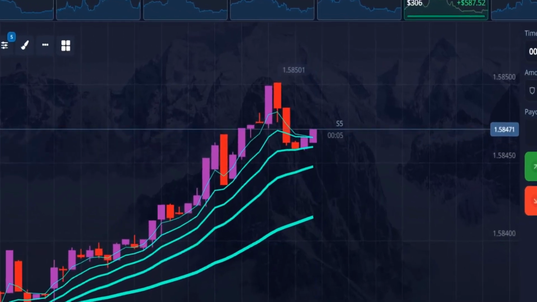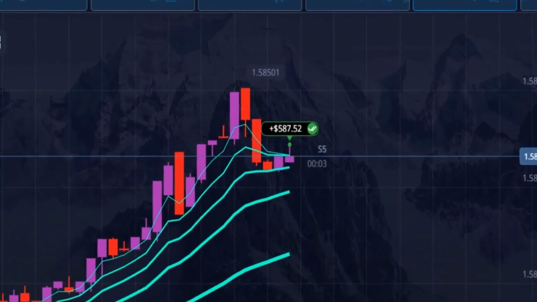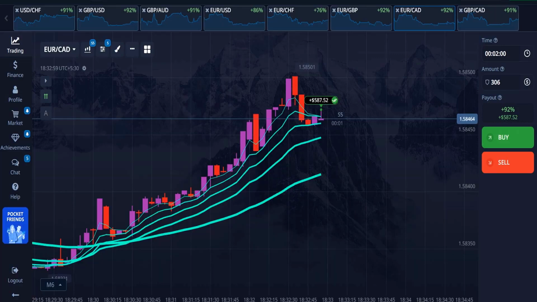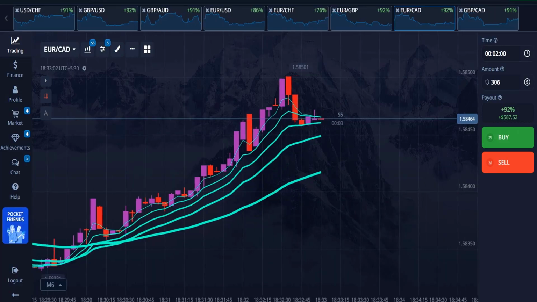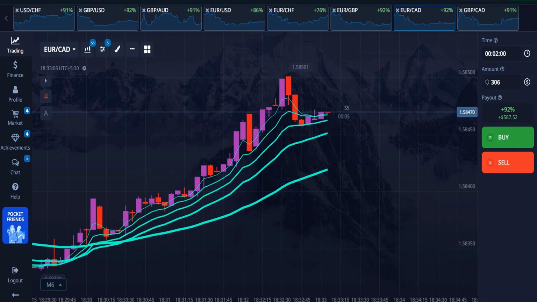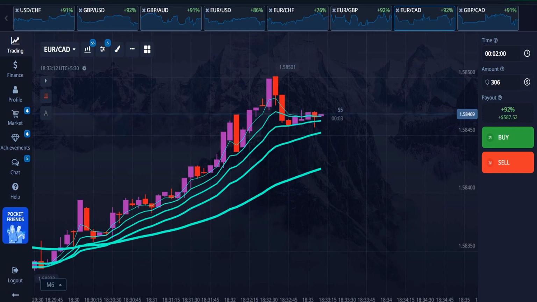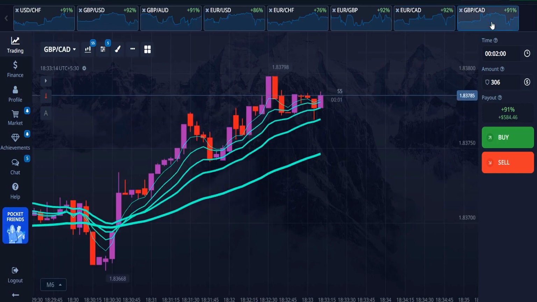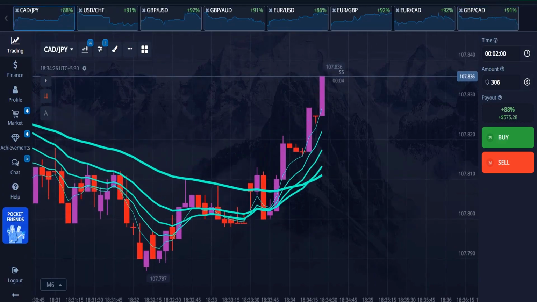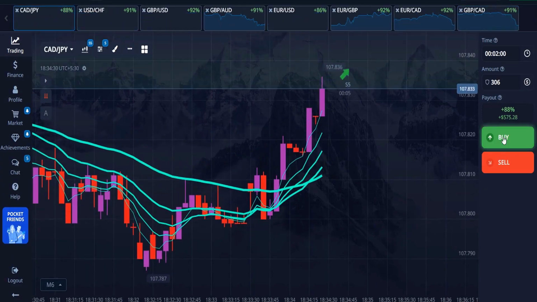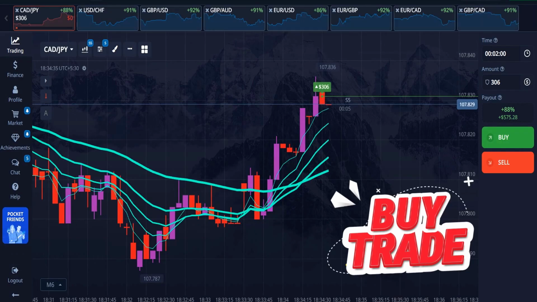And just like that, another win in the bag, profit in 2 minutes. Notice how even during slight pullbacks, the price respected the EMAs and stayed above all of them. That's how strong the uptrend was. When all EMAs fan out cleanly and the candles are forming above all lines with little to no pullback, it's a strong trend continuation signal. That's the safest moment to enter a buy trade using the 5 EMA crossover strategy.